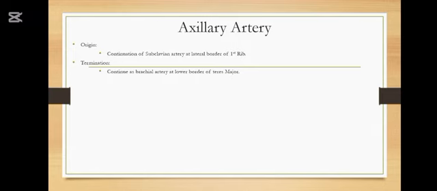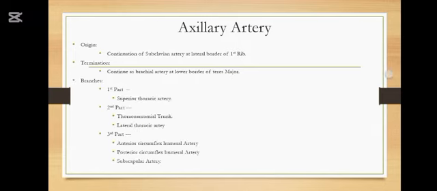Its branches: it is divided into three parts with reference to the pectoralis minor muscle. The first part contains one branch, the superior thoracic artery or highest thoracic artery. The second part has two branches, the thoracoacromial trunk and the lateral thoracic artery. Then the third part contains three branches: anterior circumflex humeral artery, posterior circumflex humeral artery, and the subscapular artery. The subscapular artery anastomoses in the scapular region with the other arteries of the pectoral region.